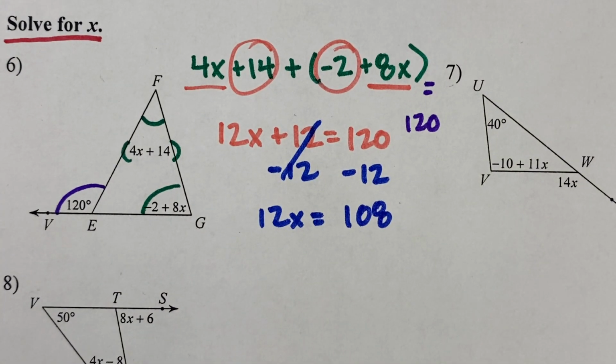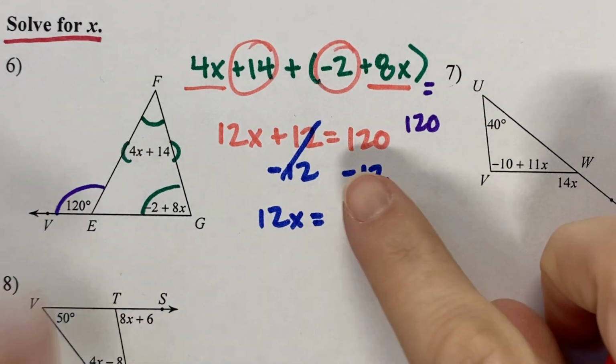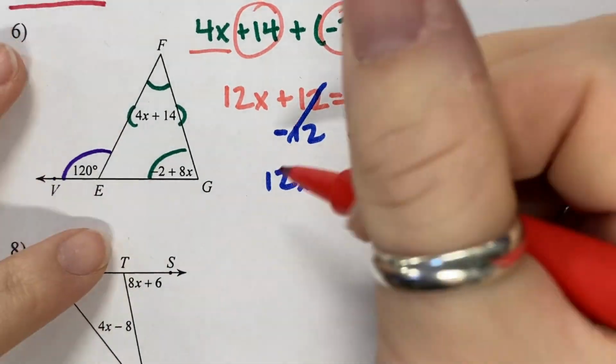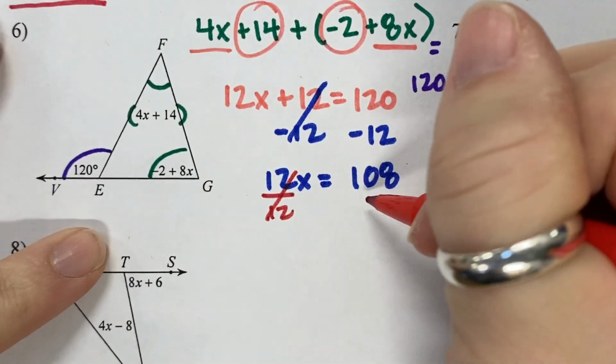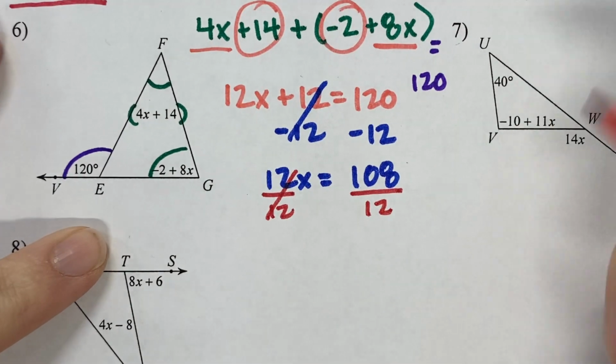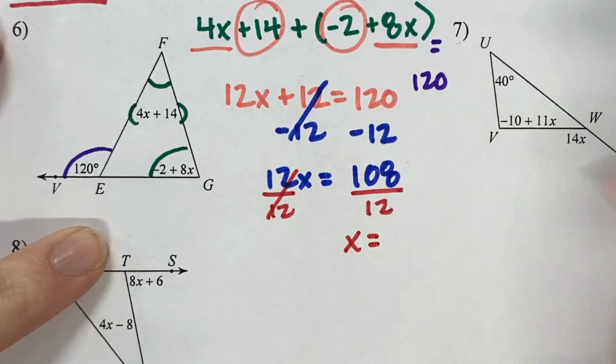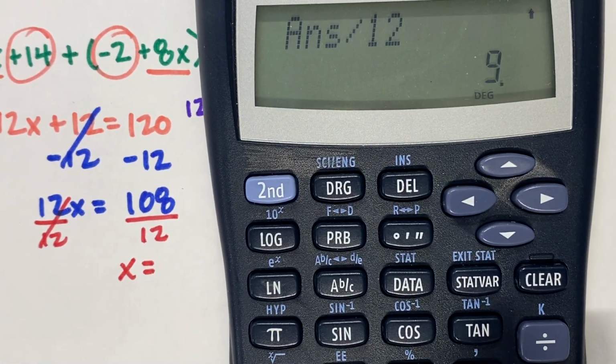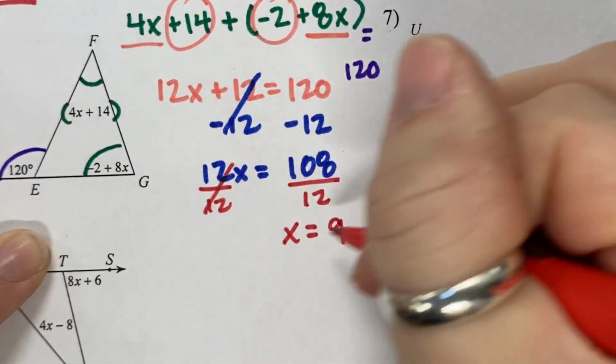Okay, and we're almost done. We have one more thing we got to get rid of. We got to get rid of times by 12. Well, the opposite of times by 12 is divide by 12. So divide by 12 on both sides. We get x is equal to 108 divided by 12. Gives me 9.